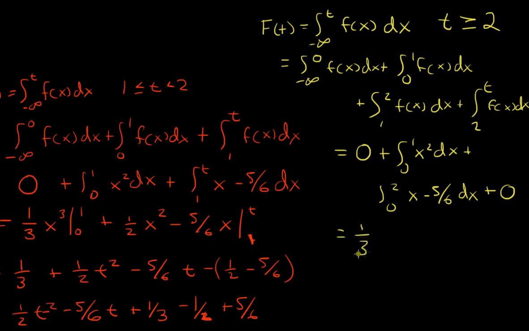So 1/3 x to the third power evaluated from 0 to 1, plus 1/2 x squared minus 5/6 x evaluated from, oops, that should say 1. Evaluated from 1 to 2.